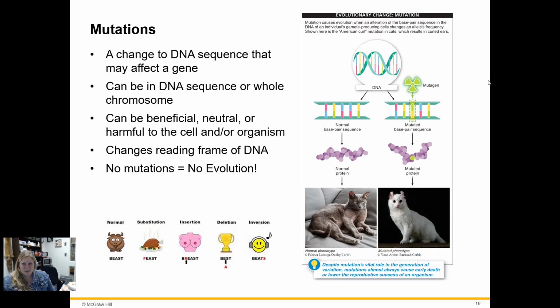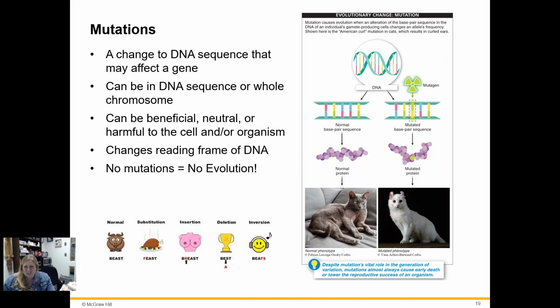Okay, let's talk about some mutations. I found some fun ones because, of course, if I'm going to talk about cats, I can talk about cats. So, a mutation is a change to the DNA sequence that may or may not affect a gene, okay? A mutation is just a change. Now, some mutations are really good for organisms, some are really bad for organisms, and some just don't matter, okay?